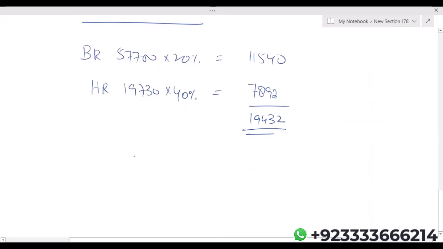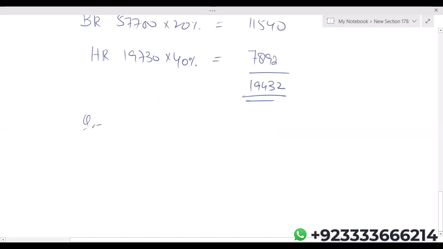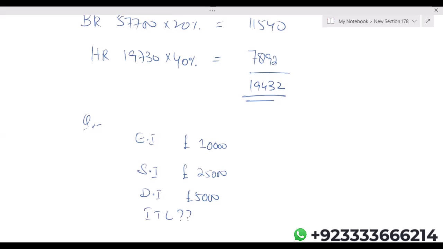Okay. Just one more question. Let's say the employment income is 10,000. Savings income is 25,000. Dividend income is 5,000. I want everyone to try to calculate the income tax liability so that we can slowly and gradually start our main topic of the revision. Right now, we are just revising the basic income tax calculations. Please attempt this.